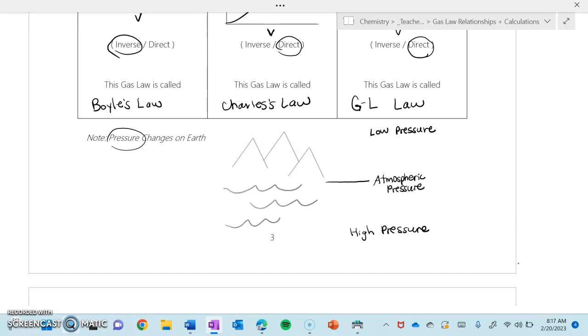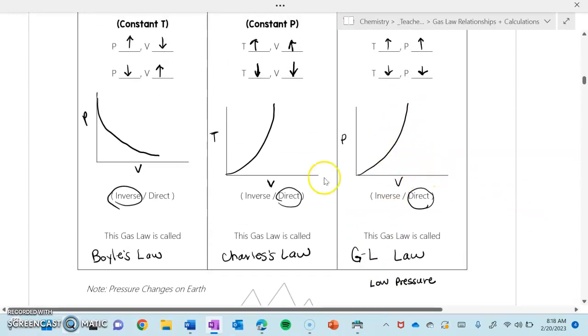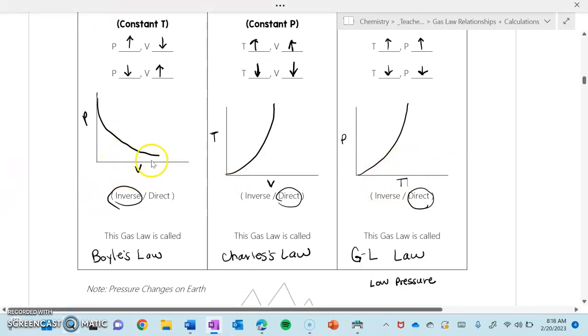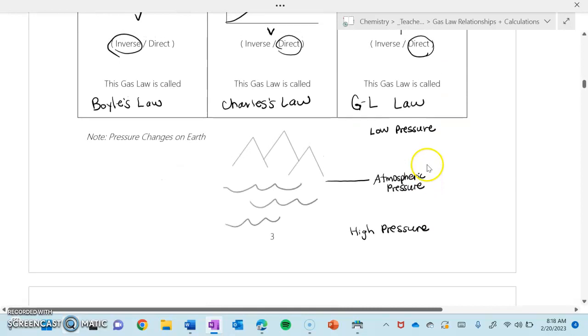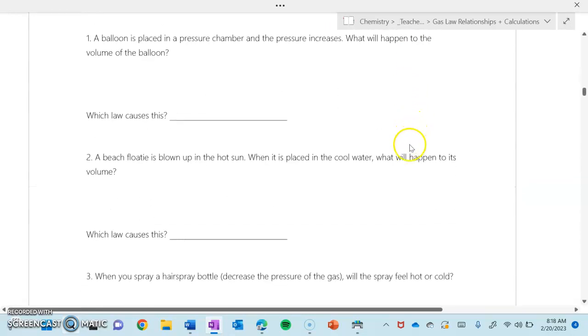So lower pressure high up in the air, and higher pressure down in the sea. This will help you in working out problems that talk about where you're at and location. Those are referring to pressure changes and can be used to relate to both volume. I labeled this one wrong. This should be temperature. Can be used to relate volume and temperature, since we have those pressure relationships here. Okay, so that's just to help you analyze pressure a little bit.